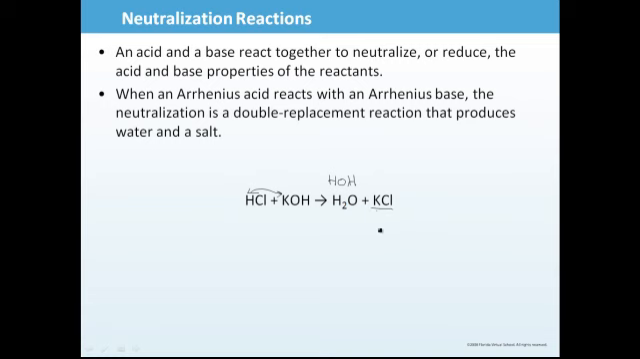Now I just want to mention here that when we say salt, we're not just talking about table salt. We're not just talking about NaCl. Salt is technically any metal combined with a nonmetal. Generally speaking, it's going to be your group 1s and 2s with your halogens, group 17. But those are our salts, in this case again, potassium chloride.